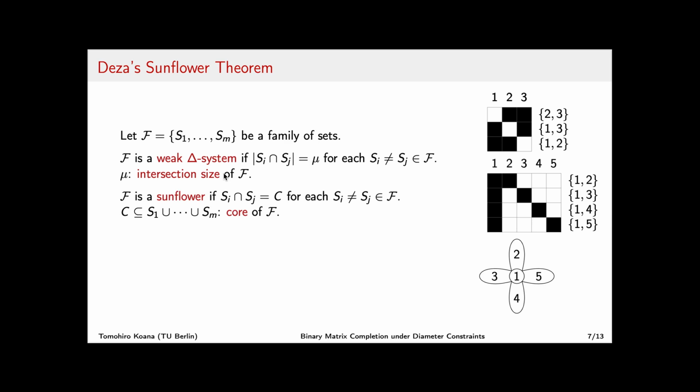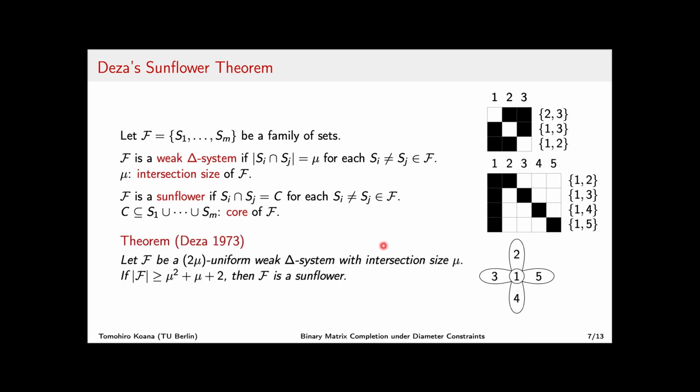And moreover, we say that F is a sunflower when the pairwise intersections are all equal to some set C. We call this set C the core of F. In this example, for instance, this is a sunflower with core {1}, because every pairwise intersection is the singleton {1}. And this is called a sunflower because you can draw it like a sunflower, as you can see here.